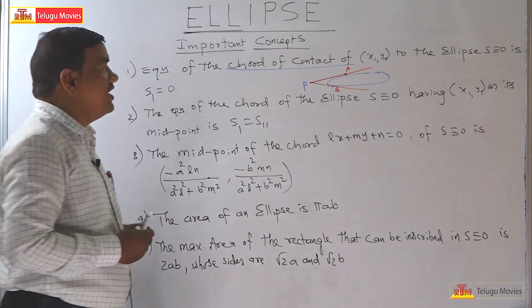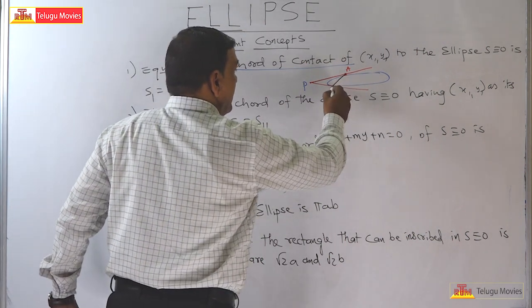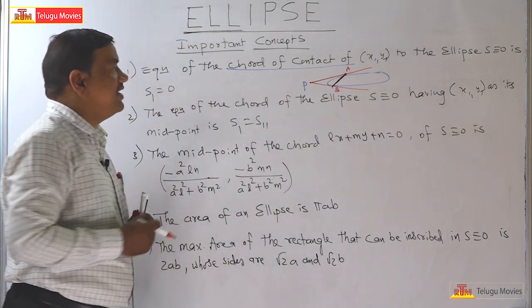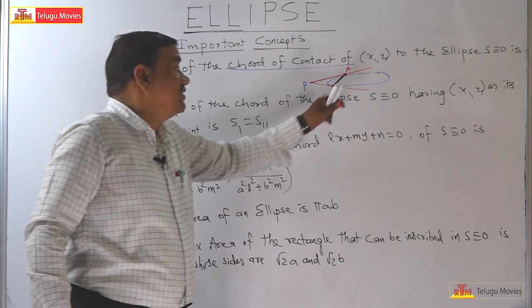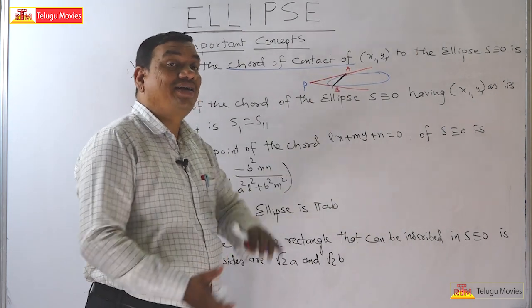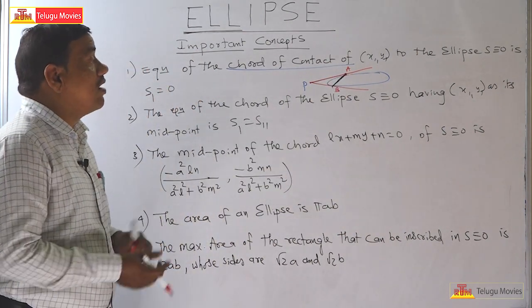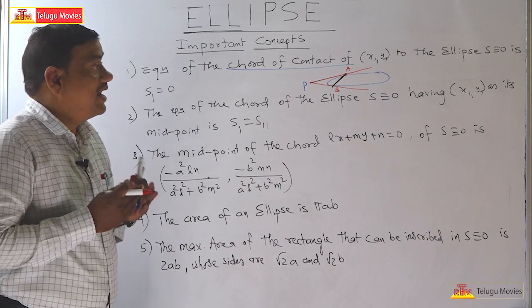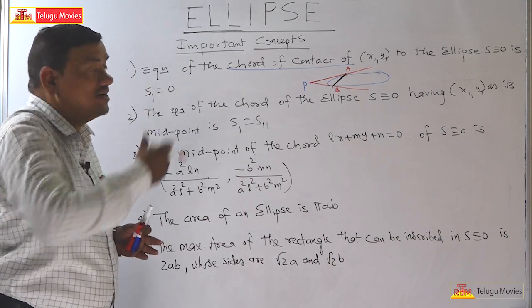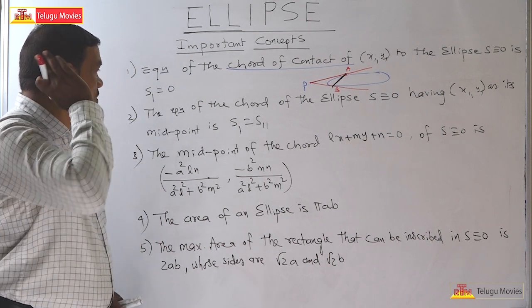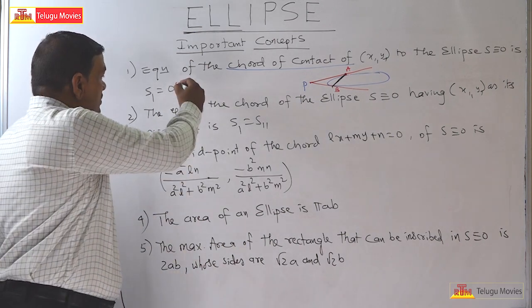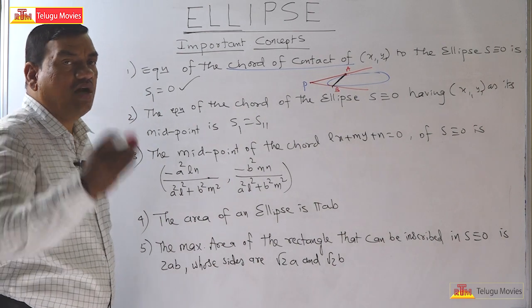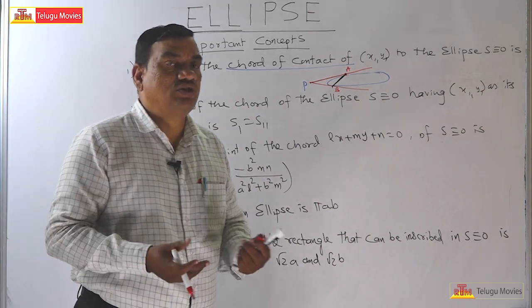So let us join A and B. This AB is called the chord of contact. Contact means this is joining the two contact points. The line joining those 2 points is called the chord of contact. Now if you want to find that equation, the equation is given as S1 is equal to 0. Already we explained the notation. What is S1 is equal to 0?